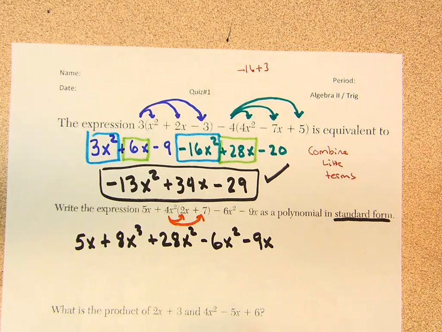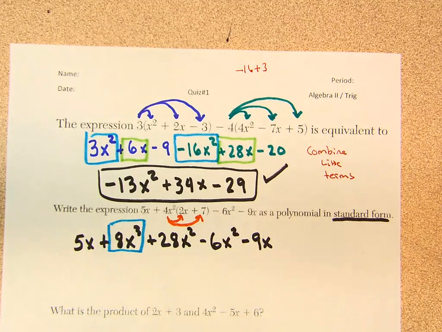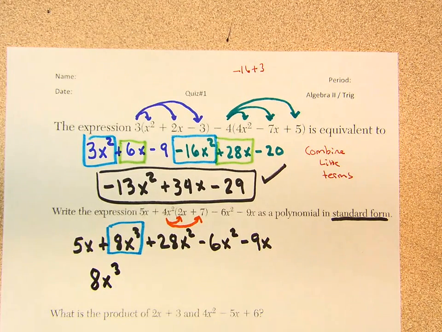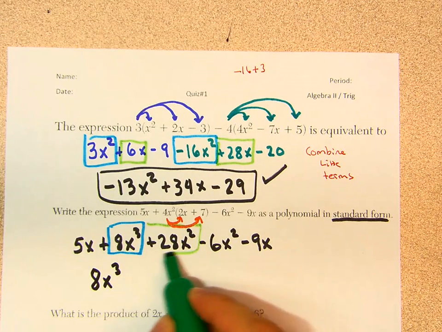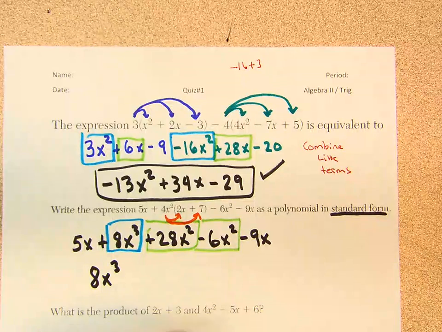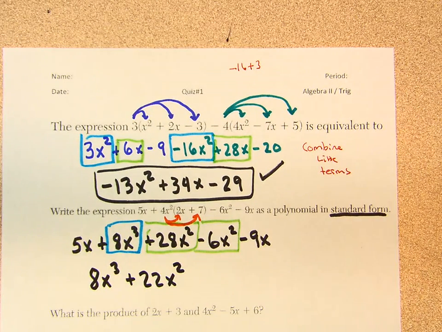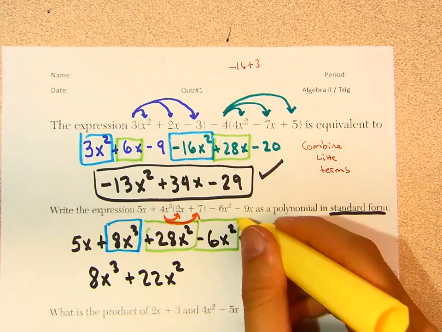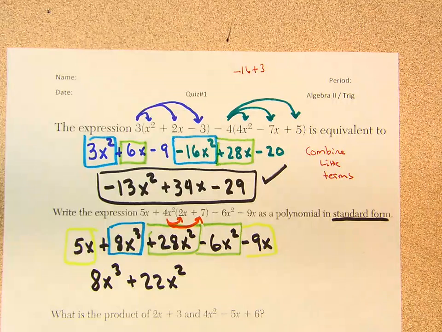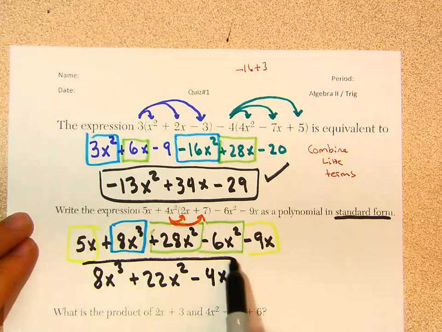So which one do you group first? Look, which has the highest exponent? It's this 8x to the cube. So we're gonna write that first. What's the next one? The next highest exponent is this and this guy. What is 28 minus 6? That's 22x squared. And then what's the last one? It's this negative 9x and this 5x. Negative 9 plus 5 is negative 4x. Okay? And this is our answer.